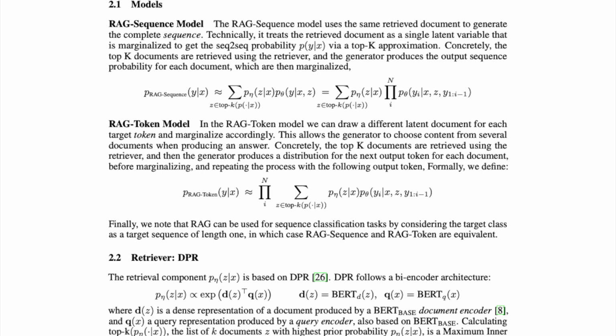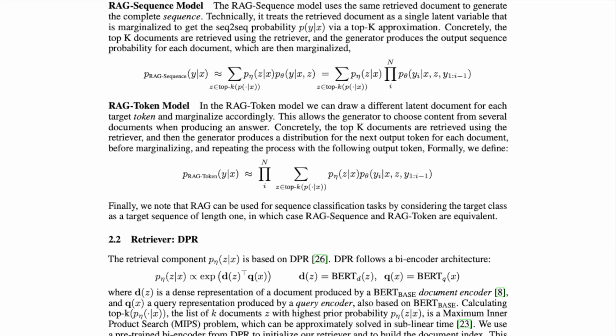Formally, we define the formula: the probability p_RAG-Token(y|x) is approximately equal to the product from i equals 1 to N of the sum over z in top-K of p(·|x) of p_η(z|x) p_θ(y_i|x, z, y_1:i-1). Finally, we note that RAG can be used for sequence classification tasks by considering the target class as a target sequence of length 1, in which case RAG-Sequence and RAG-Token are equivalent.